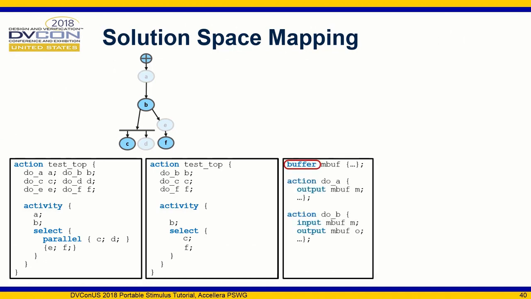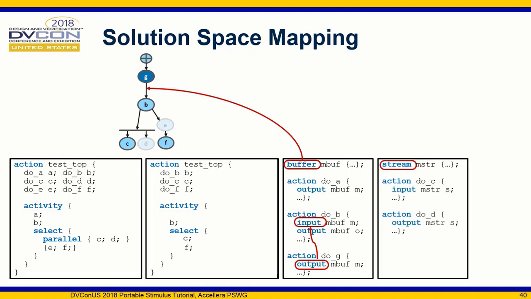So maybe I have a buffer called mbuff, and my do A action outputs the buffer, and my do B action inputs the buffer. So therefore, I know that I have to infer an A to feed B. But I might have another action G that outputs the same type of buffer. So I could pick a G in there instead. And then I might have a stream, and C inputs the stream, and D outputs the stream. Technically, the input's going in from the right. Sorry about that. But I might also have a J that outputs the same stream type.